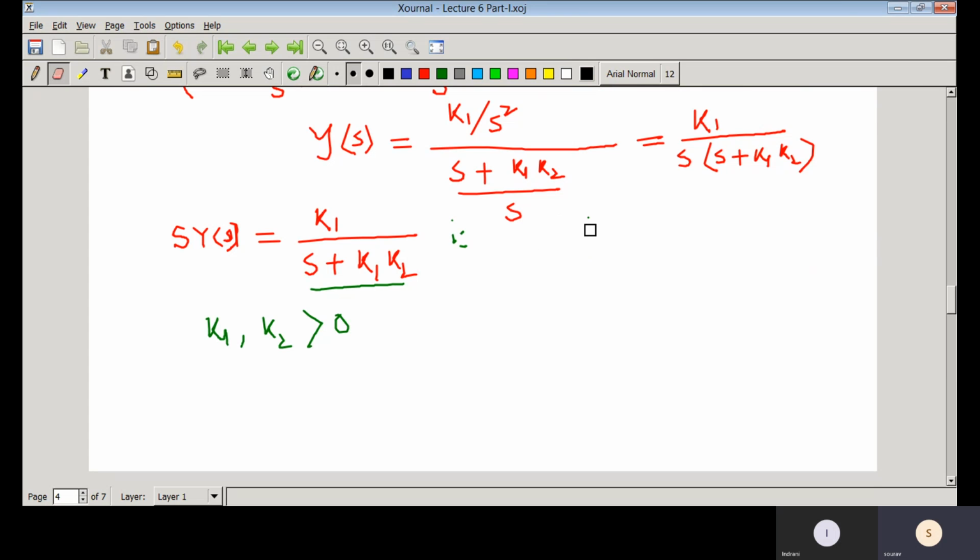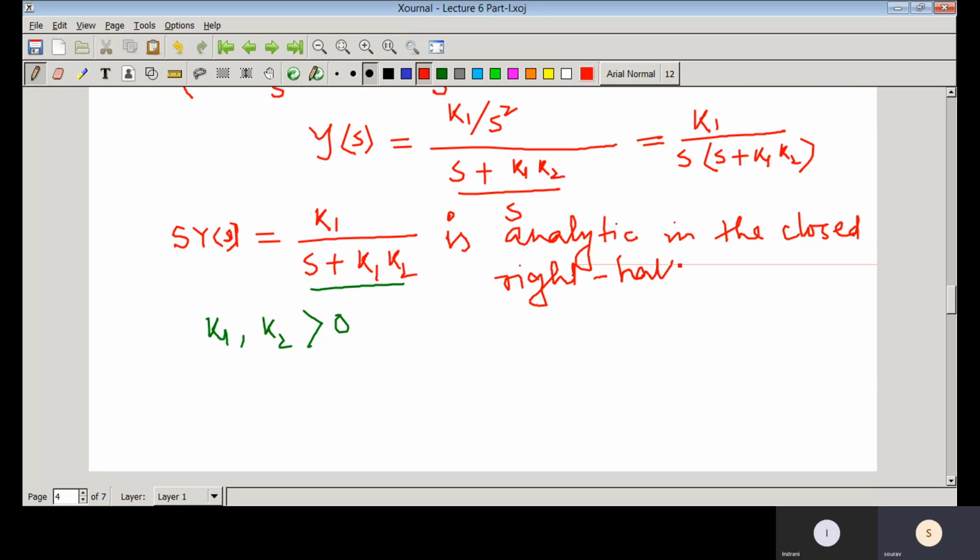This one is analytic on the imaginary axis as well as on the right half of the S plane. It is analytic in the closed right half of the S plane. Closed means it also includes the imaginary axis. So that means we can apply the final value theorem.